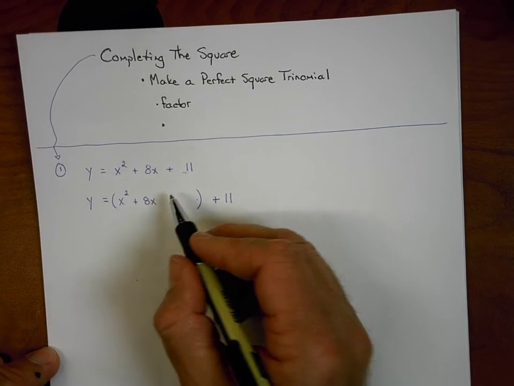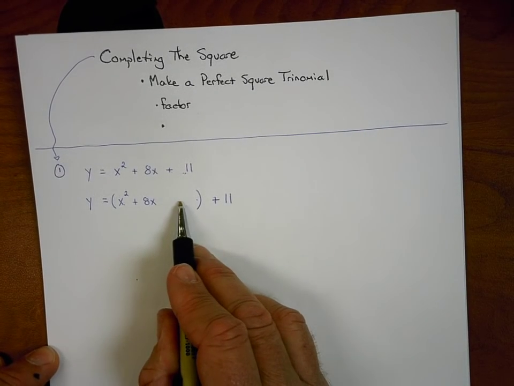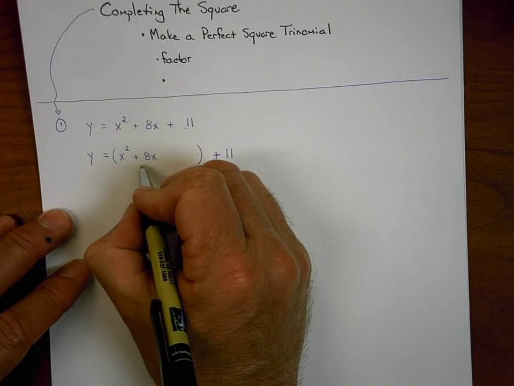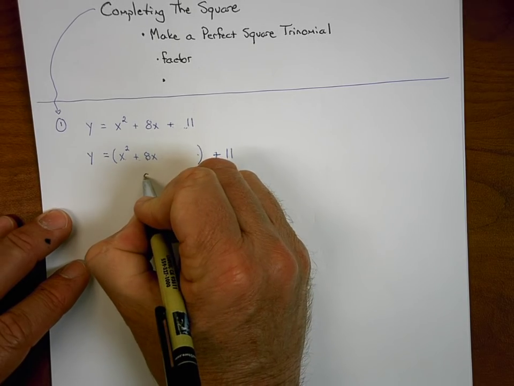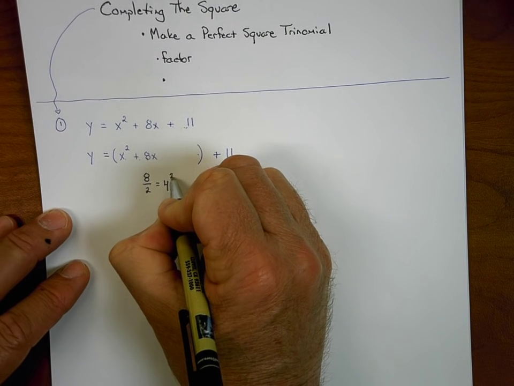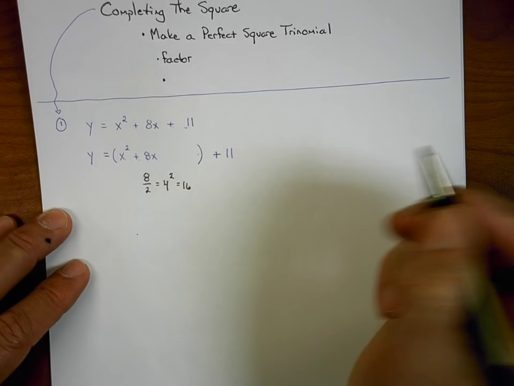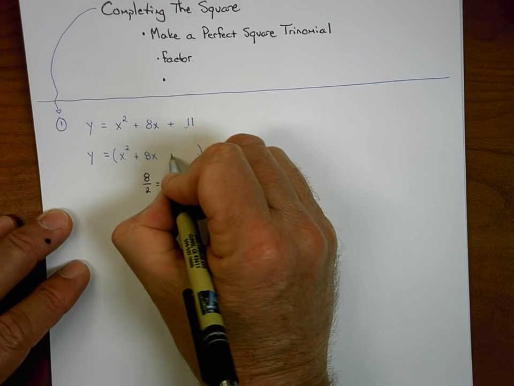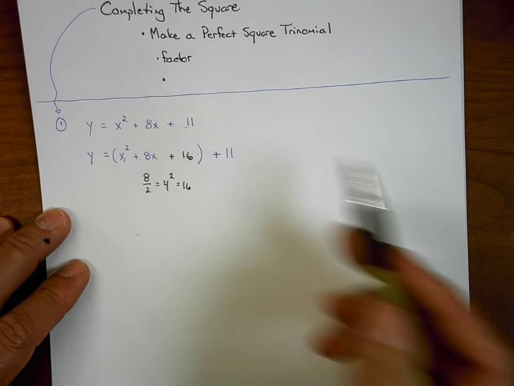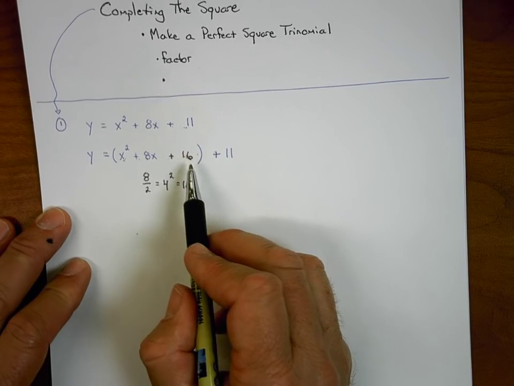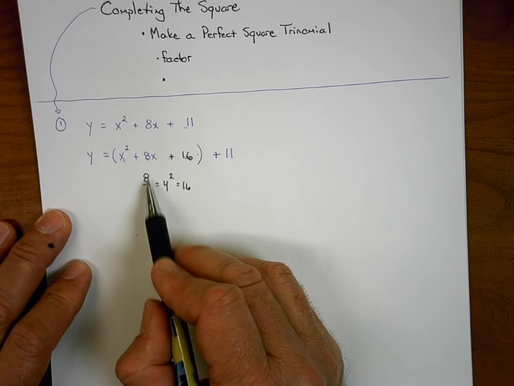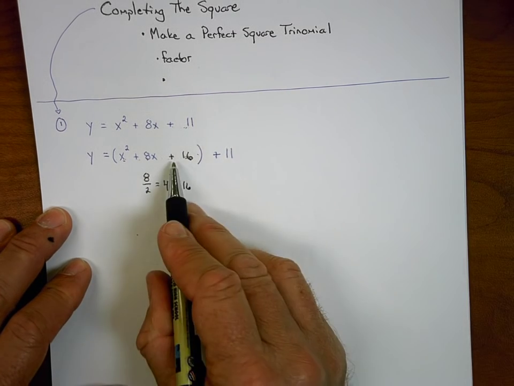Now we're going to make a perfect square trinomial inside this parentheses. Okay, so how do we do that? Well, we just learned how to do it. We take this b term right here, which is 8. We divide it by 2. That's 4. And then we raise that to the second power, and that's equal to 16. Okay, so then I'm going to put a plus 16 right here. Now that trinomial is called a perfect square trinomial. How do I know it's a perfect square trinomial? Because that number 16 was derived by taking that number 8, dividing it by 2, and squaring it. That's how we make a perfect square trinomial.